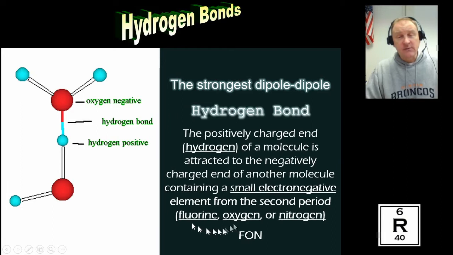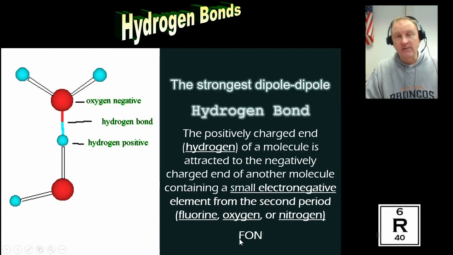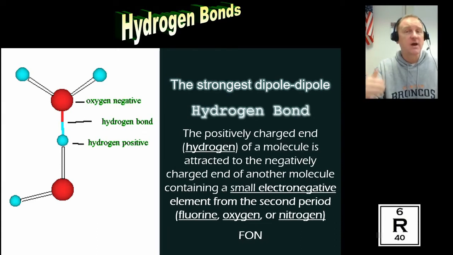Hydrogen bonds happen between hydrogen and small electronegative elements. Things like fluorine, oxygen, and nitrogen, they're in the second period of your periodic table. They have to be relatively small to get this hydrogen bond to work, and they have to be very electronegative. So hydrogen bonds happen with fluorine, oxygen, and nitrogen. If hydrogen can bond to a fluorine, oxygen, or nitrogen of another molecule, then it can hydrogen bond, which would be the strongest of the dipole-dipole forces.